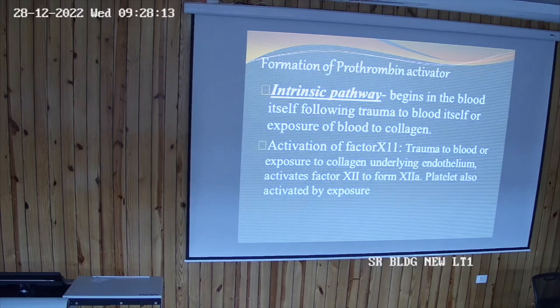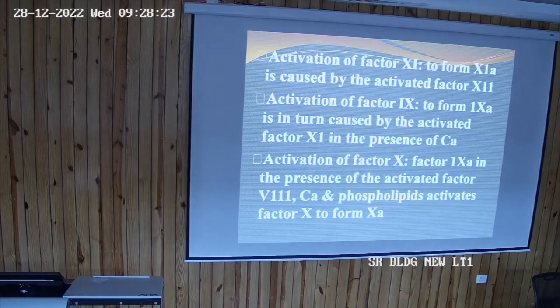Activation of factor 12: trauma to the blood releases it, and it gets activated. The A shows the activated nature of the factor. Platelets are also activated by exposure. After that the sequence is 11, 9, and then finally the conversion of 10 to 10A. This is again in the presence of factor 8, calcium and phospholipids. Calcium is factor 4; factors 8 and 4.